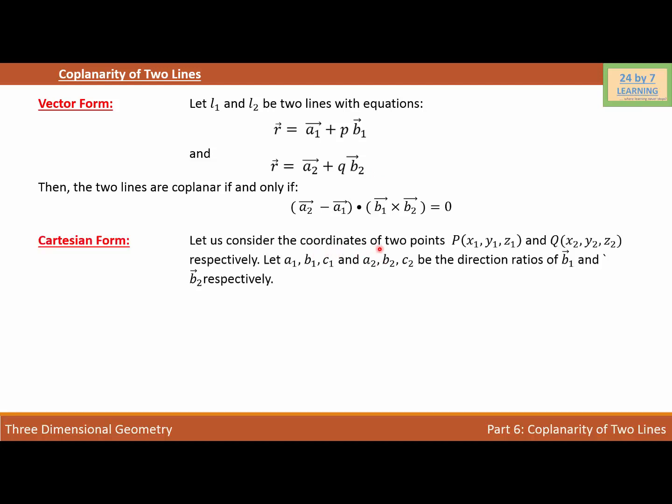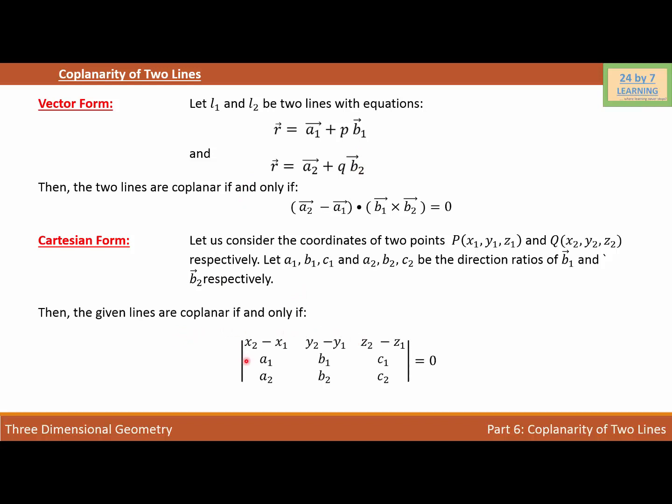So let us consider the coordinates of two points P (x1, y1, z1) and point Q (x2, y2, z2) respectively. Then a1, b1, c1 and a2, b2, c2 are the direction ratios of vector b1 and b2 respectively. So if you see, this is the vector b1 and this is the vector b2, then the given lines are coplanar if and only if the determinant of x2 minus x1, y2 minus y1, z2 minus z1, a1, b1, c1, a2, b2, c2 is equal to 0.